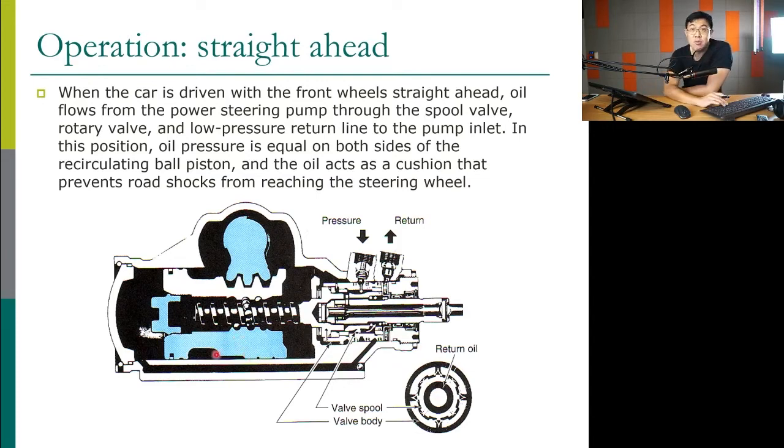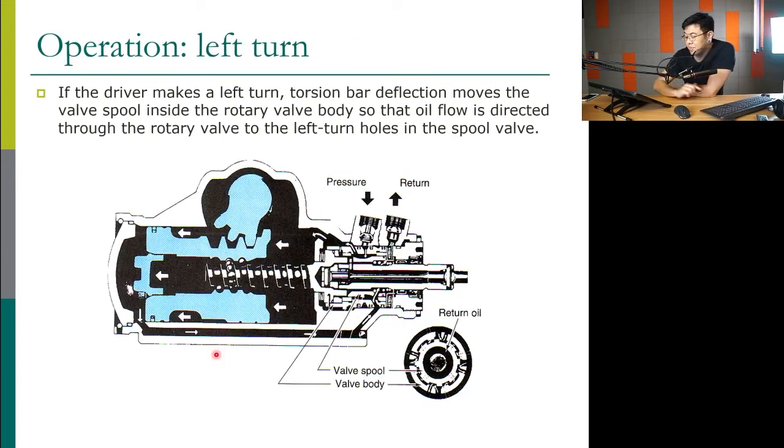Now if we want to turn left, the spool valve will move. The pressure, instead of going back, will go this way, pushing the piston or pushing the nut this way. The return fluid here will go along this tube, going to the control valve, this guy, and then return to the pump. Okay, this is for left turn.